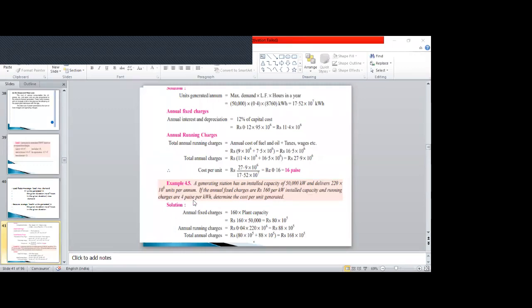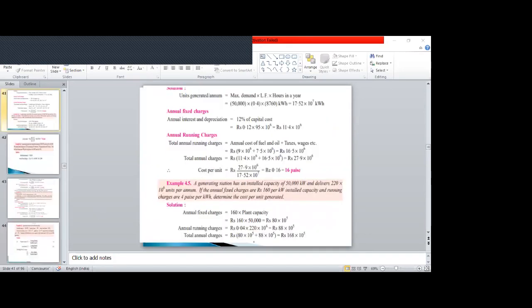This is per kilowatt hour, whereas here the kilowatt hours generated is 220 into 10 to the power 6. So you understand, here units means kilowatt hour. So you are getting rupees 88 into 10 to the power 5. Very important here: these problems are simple, but you have to substitute with proper units. Both must be in the same unit, rupees.